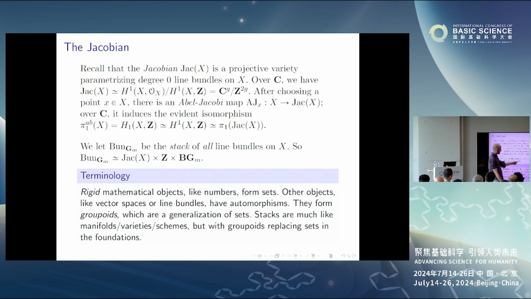And then there's what we call BGM. So this B means that I just say that every point has an automorphism group given by the multiplicative group. So this is kind of a copy of C star, this GM. And so this is saying every line bundle has automorphism group C star. And I'm just remembering that. But it's important to remember this in the theory. If you don't remember it, the theorems aren't true.